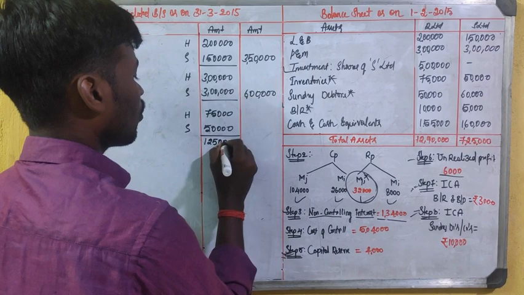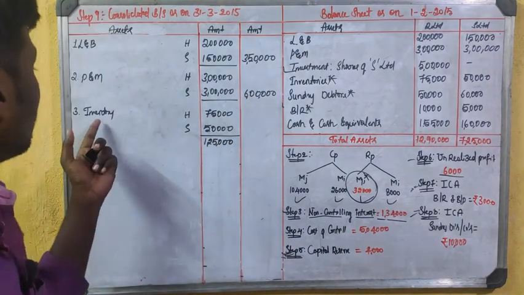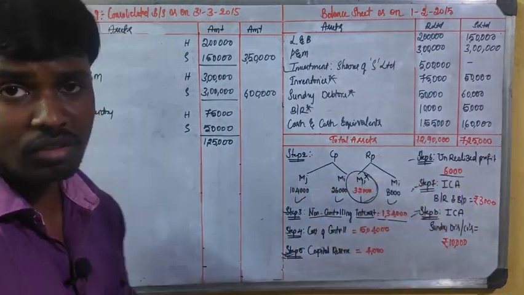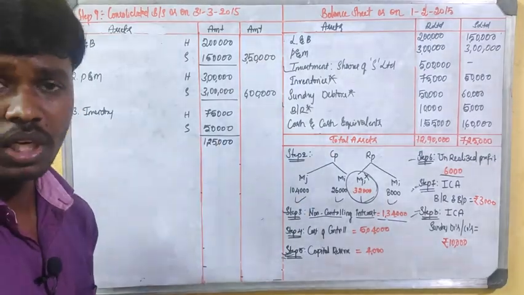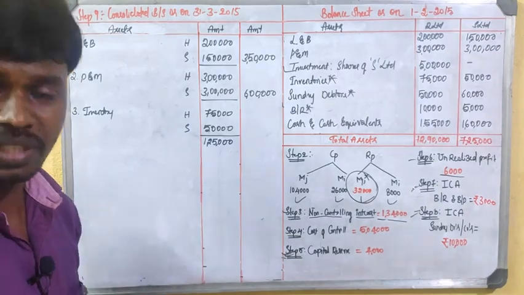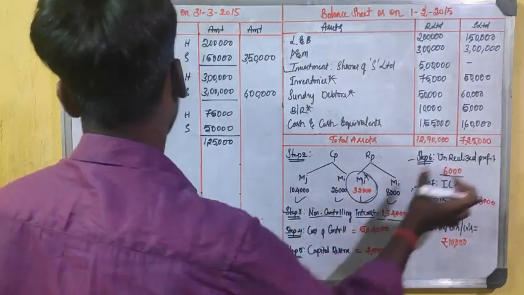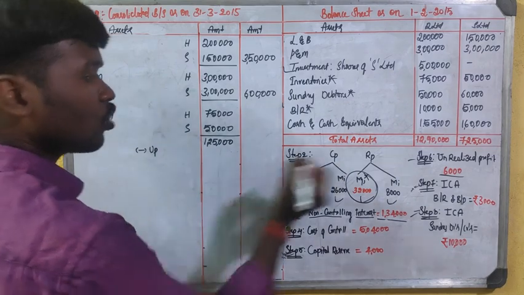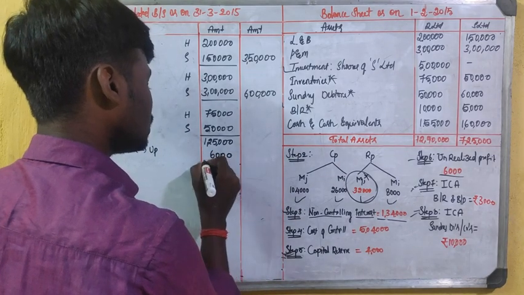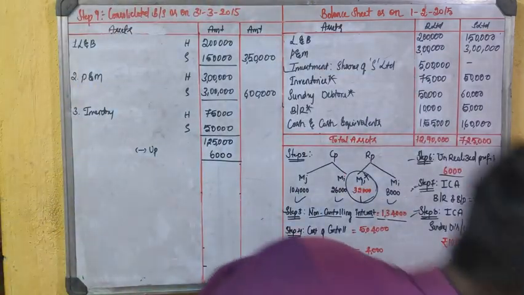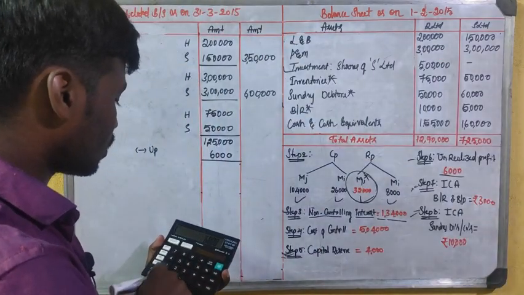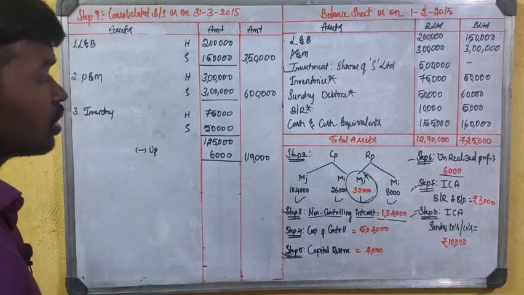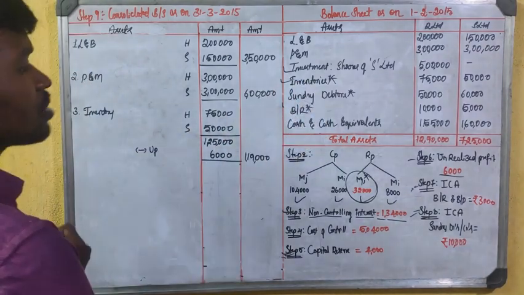So you will get 1,25,000. Regarding inventory you have to consider the unrealized profit, because this unrealized profit of 6,000 is related to purchase and sale of inventory or stock. So therefore we have to deduct the unrealized profit, that is 6,000. So 1,25,000 minus 6,000, so 1,19,000 is your balance.